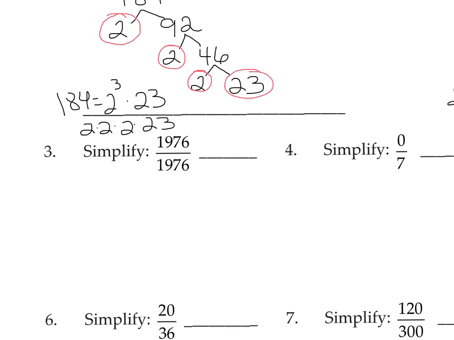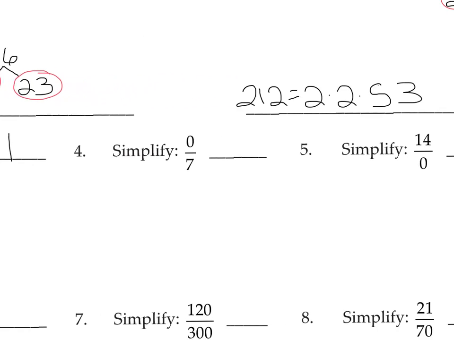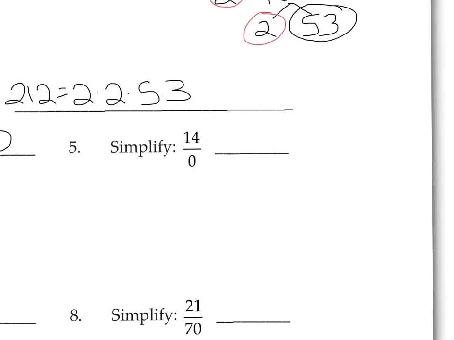All right, so we're going to do some practice problems. Simplify. If you remember the concept, any fraction that's the same in the numerator and the denominator is equal to 1. Any fraction that has 0 in the numerator is equal to 0. Any fraction that has 0 in the denominator is undefined. You can't divide by 0.